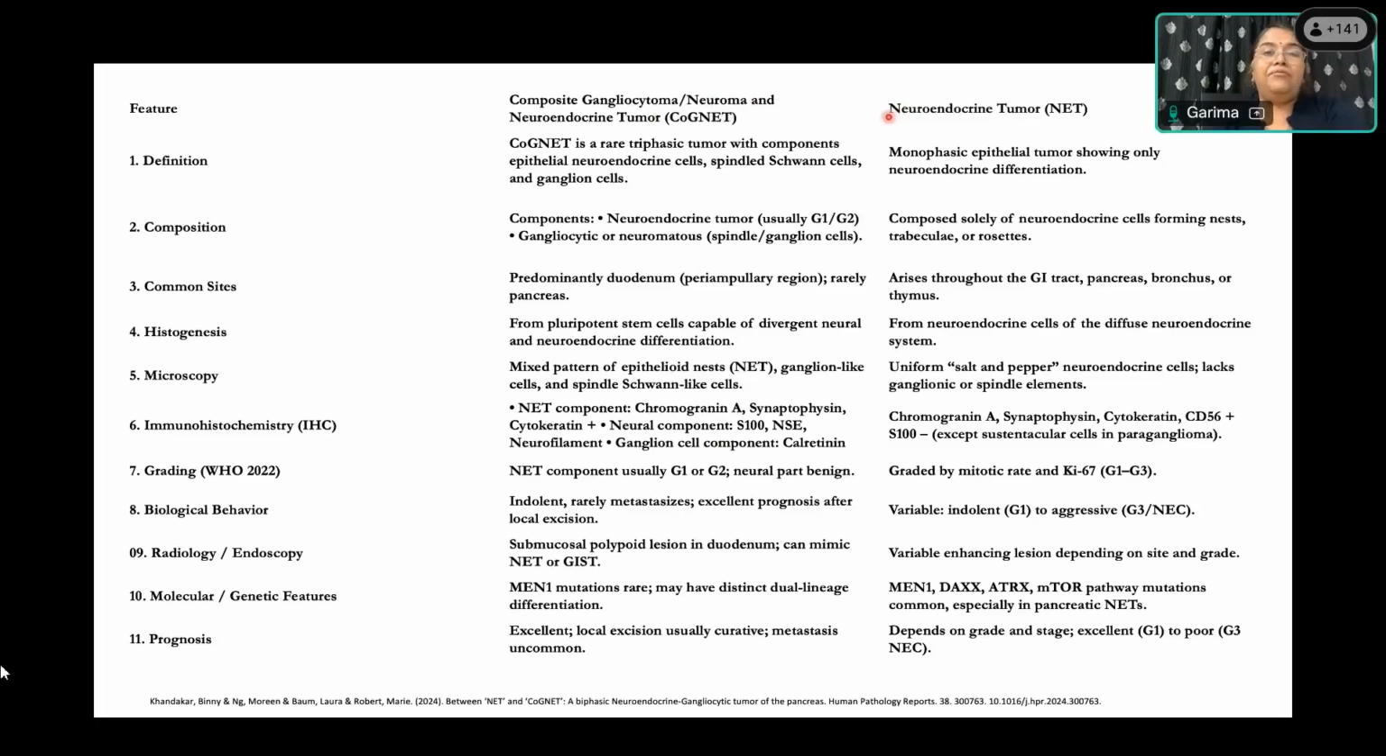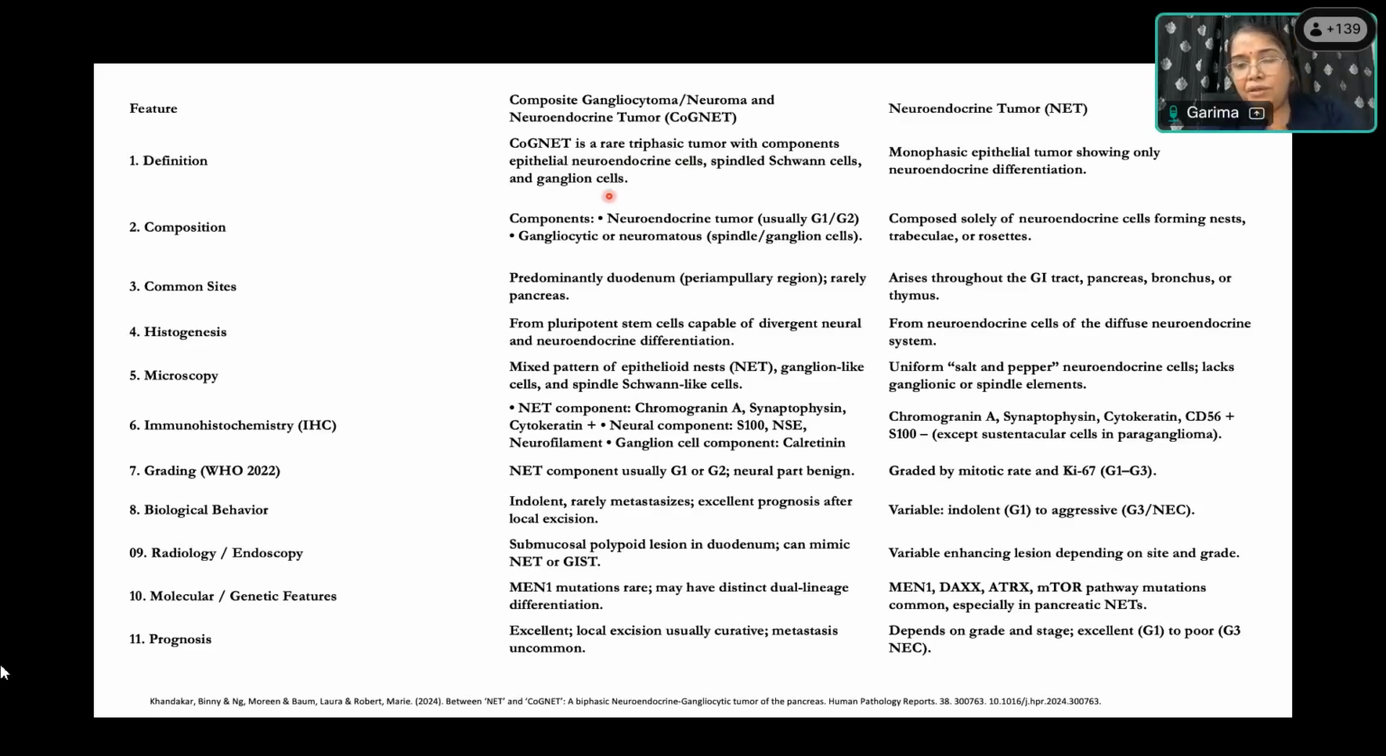But then we saw some ganglion cells, and we came to the conclusion that nerves are a part of this tumor. So COGNET is a rare triphasic tumor which has epithelial neuroendocrine cells, spindle Schwann cells, and presence of ganglion cells. These are the three components of COGNET. The earlier name for this tumor was gangliocytic paraganglioma, but now it is believed that this tumor is more related to a neuroendocrine tumor rather than a paraganglioma.